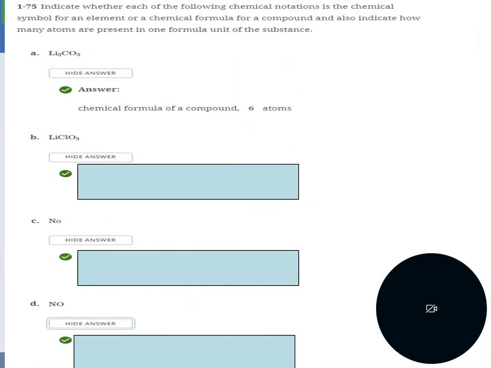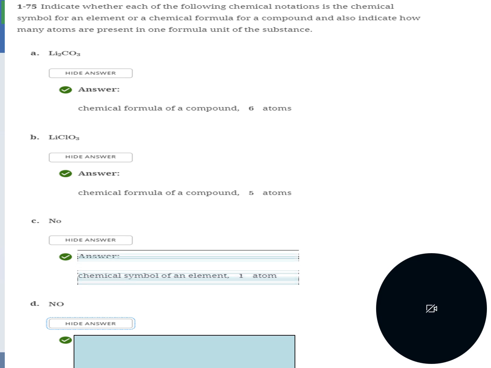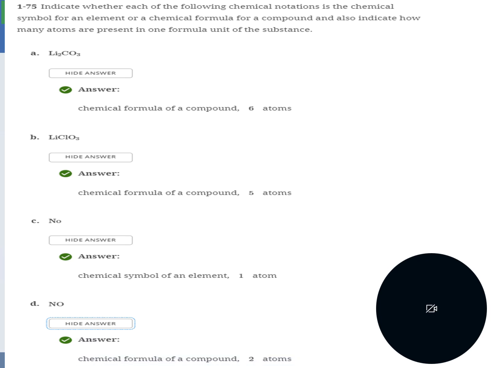Our last learning check. Thanks for bearing with me and making it through this presentation. For 1-75, we're going to indicate whether the following chemical notation is a chemical symbol for an element or a chemical formula for a compound, and also how many atoms are present. So hopefully you could figure out for A, that's definitely a compound, and if we look at the number of atoms present, there's going to be 6. Next one is also a compound, and if we look at the number of atoms and count up everything properly, there will be 5 atoms. This is an element, just one type of element, and there's only 1 atom present, and another compound, and there are 2 atoms present.